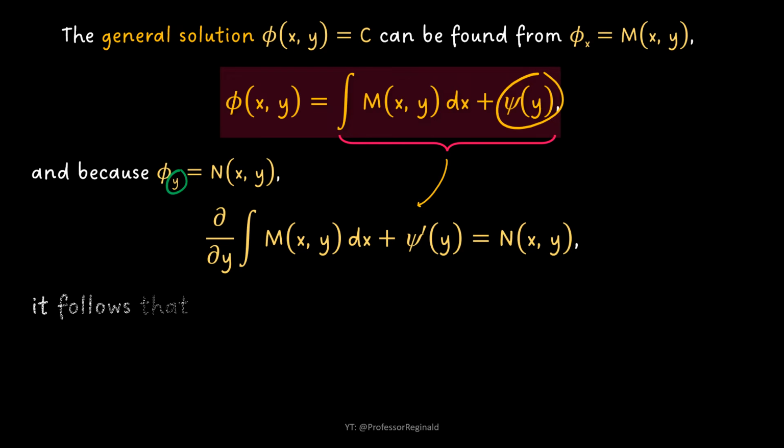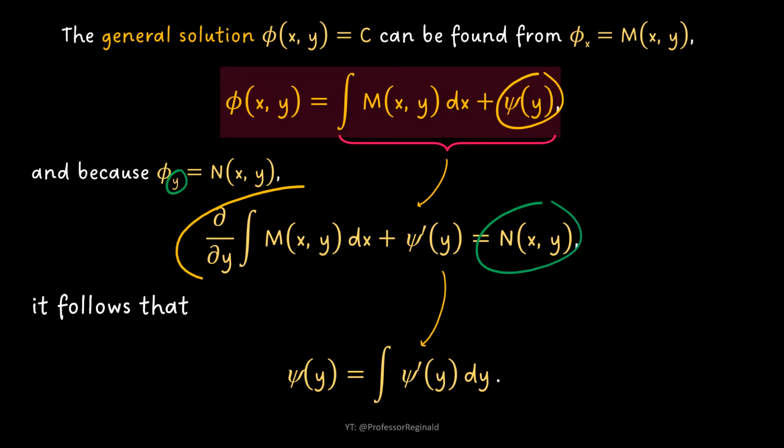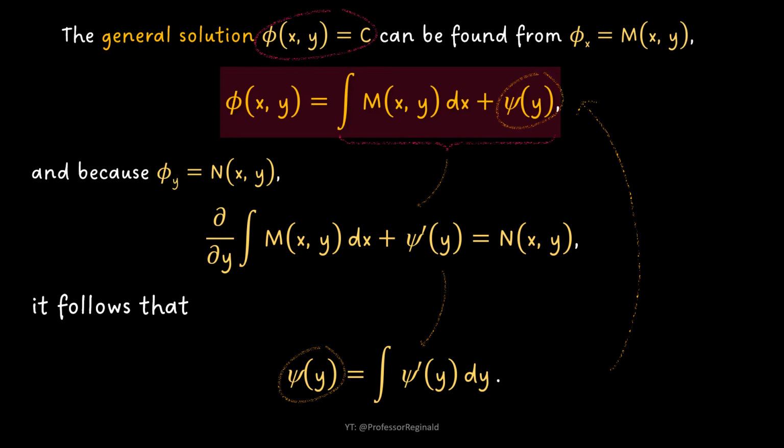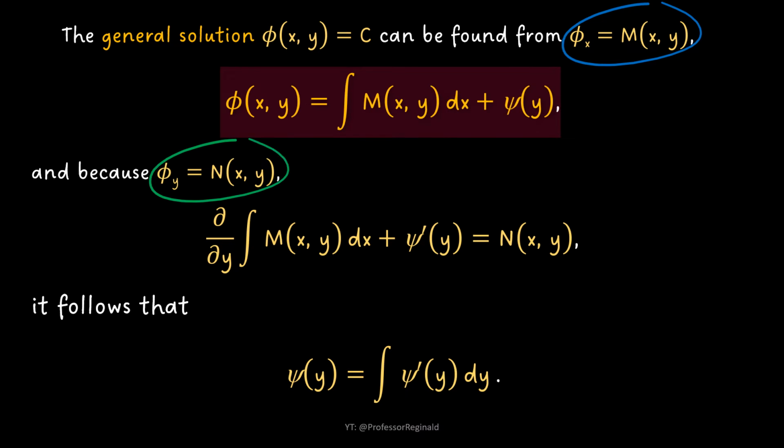It follows that the arbitrary function is the integral of the derivative of the arbitrary function, which can be taken as the difference between these two terms. After finding the arbitrary function, substitute it back into the expression of the unknown function in order to get the complete equation of the general solution. Note that we can use either of the partial derivatives as the first and the other as the second, and the answer will be the same.